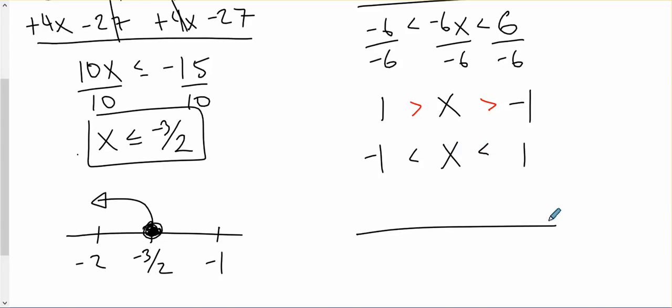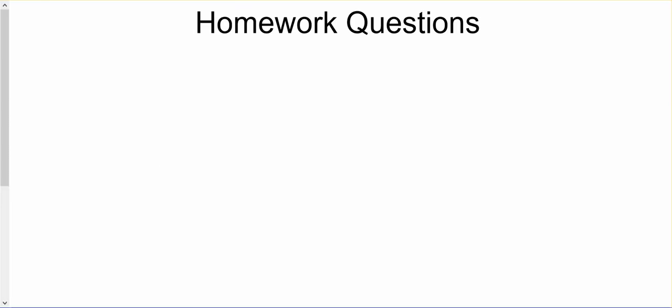So on our number line, we've got negative 1 and 1, with 0 in the middle if we wanted to. And at negative 1 we are greater than negative 1, so that's an open circle going to the right. And we are less than 1, open circle going to the left. So that's our warm-up. Homework questions we'll skip. We'll do that in class.